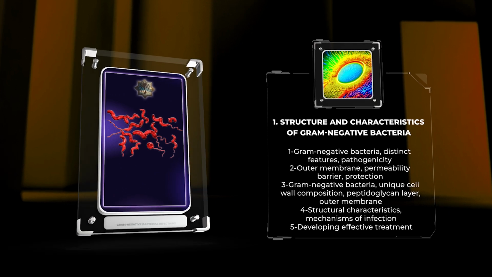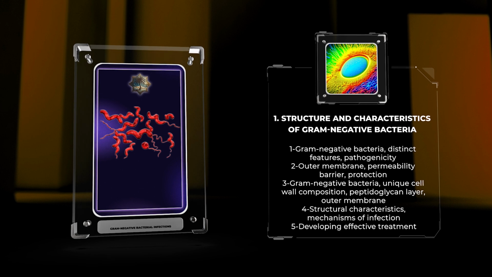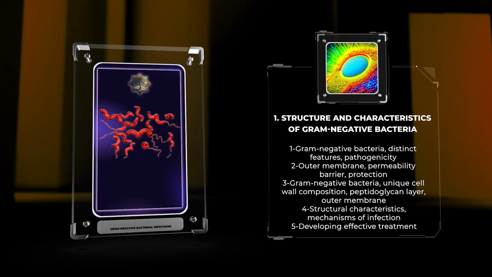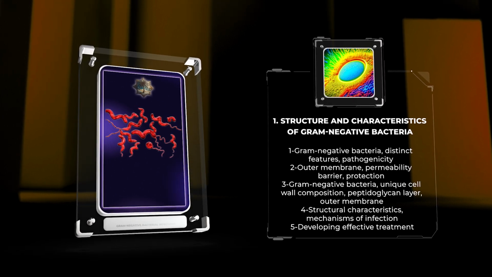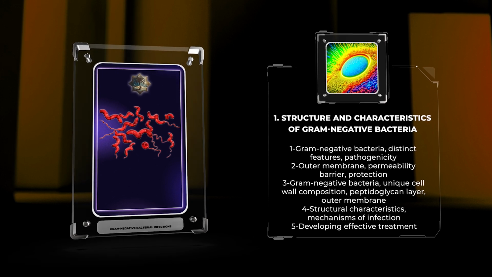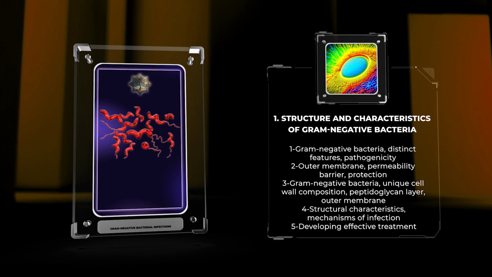Gram-negative bacteria possess distinct features that contribute to their pathogenicity. One such feature is the presence of an outer membrane, which acts as a permeability barrier and protects the bacteria from harmful substances. Additionally, gram-negative bacteria have a unique cell wall composition, consisting of a thin peptidoglycan layer surrounded by an outer membrane. These structural characteristics are crucial in understanding the mechanisms of infection and developing effective treatment strategies.